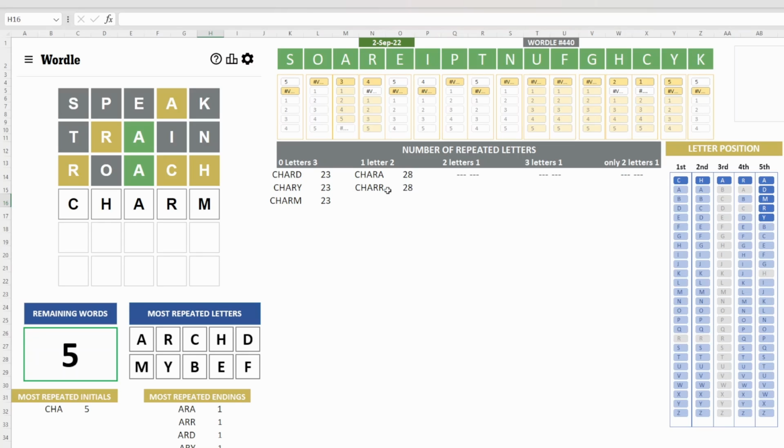Oh, well, except if char is the answer, right? Because C and H show up every time in the first and the second positions. Yeah, so the word's gonna be C-H-A-R, and then the last letter is gonna be the key. So hopefully it's charm. So let's see. There you go, charm was the answer.